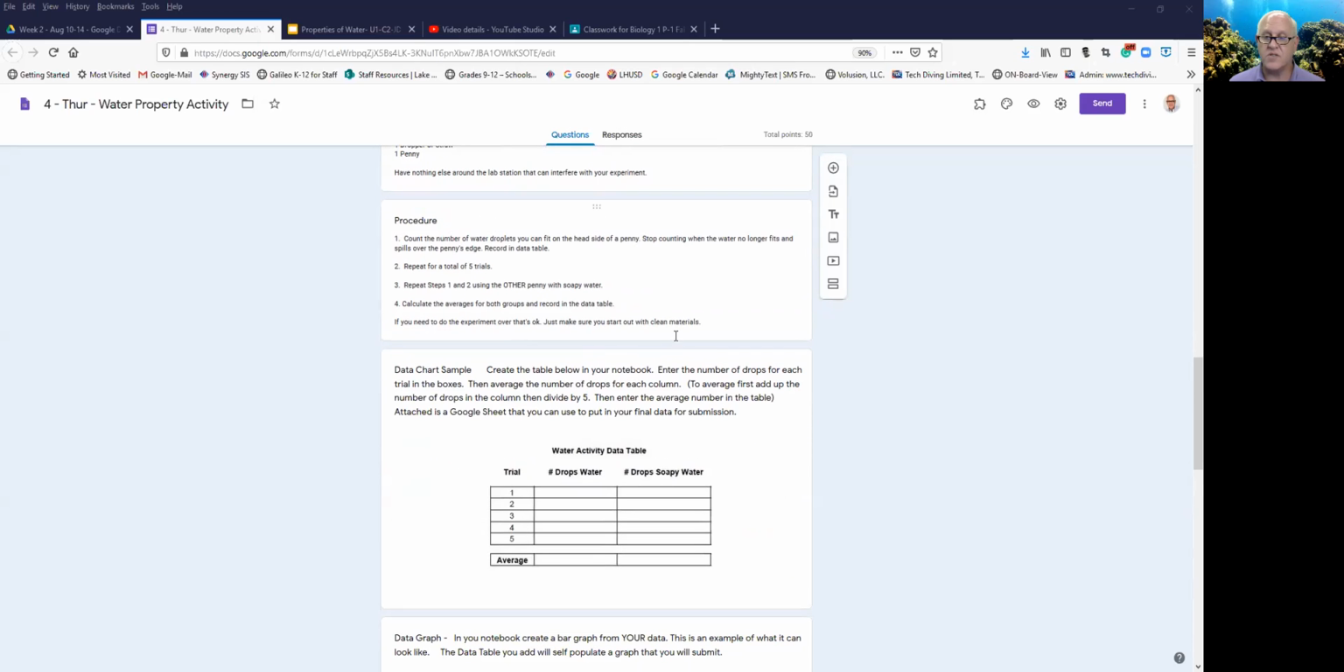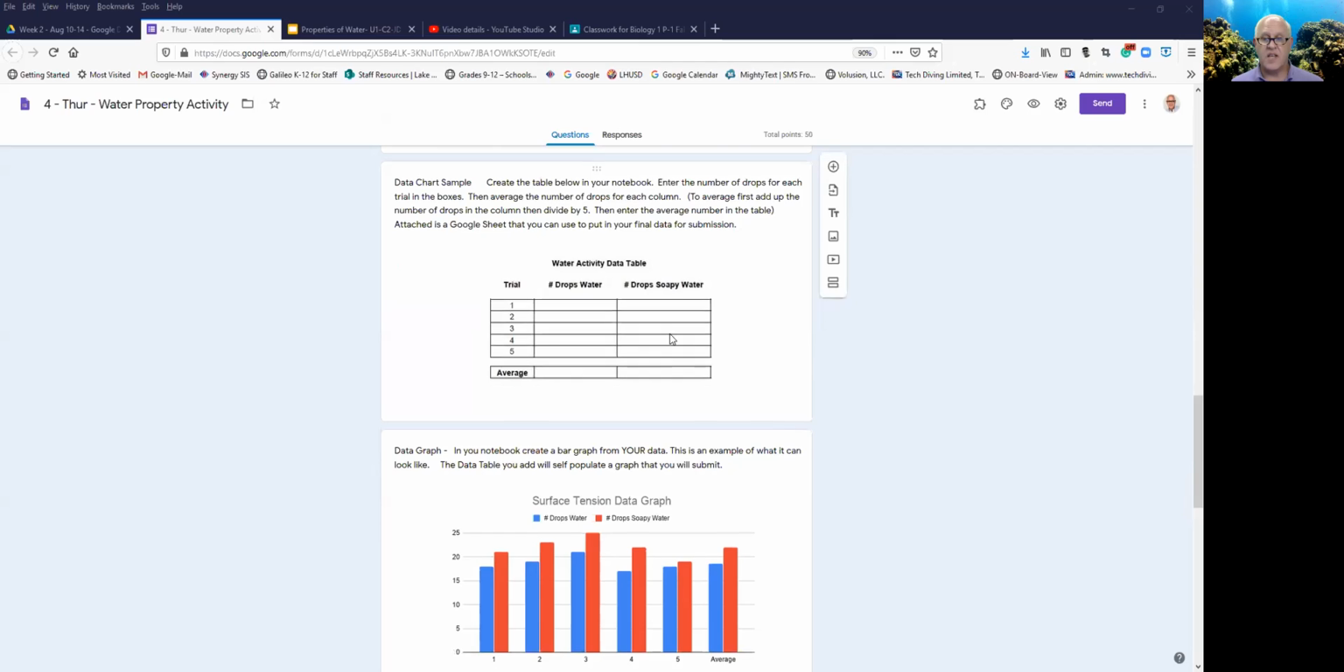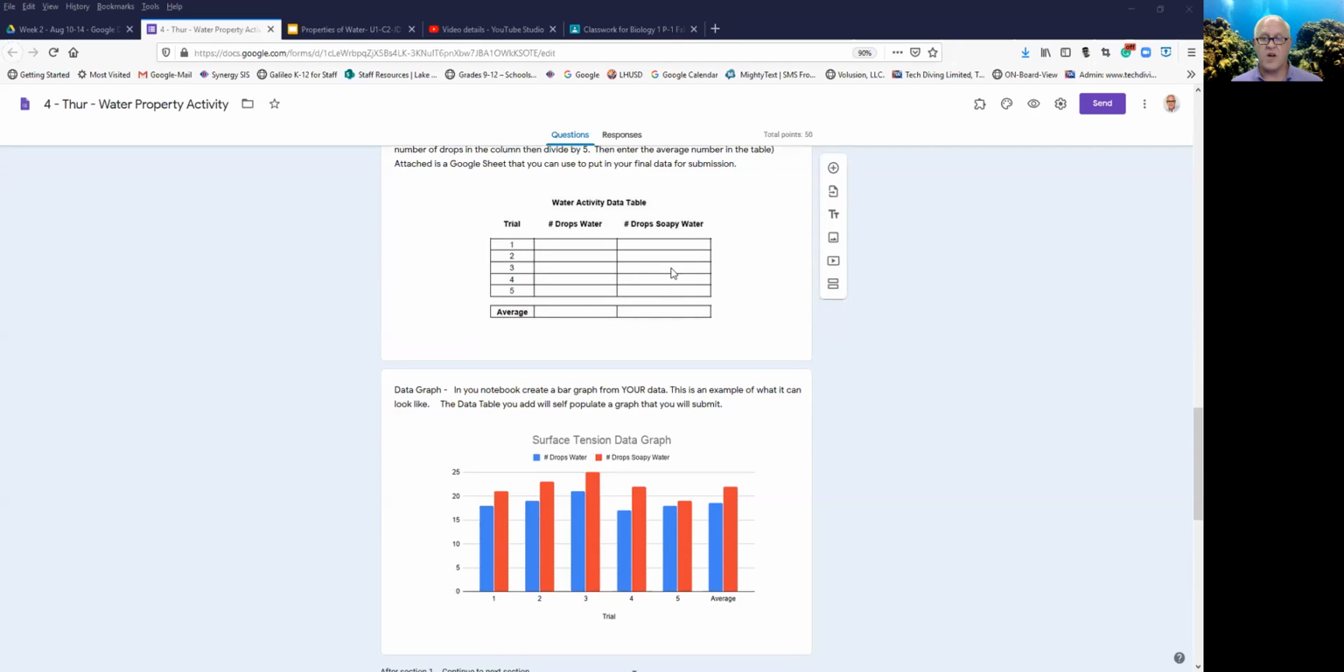What you're going to do is carefully with the water, you're going to see how many droplets of water can fit on the side of a penny. Once the water falls off, that's when you stop counting. You're going to repeat that for 5 trials. Then you're also going to do some drops of soapy water. You're going to put a little soap in the water, mix it together, and do the dropping again.